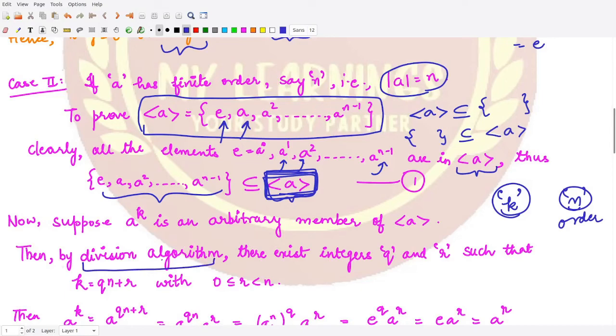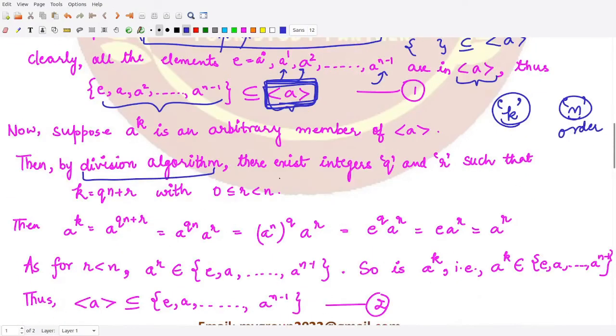So by the division algorithm, there exist integers q and r such that k can be written as q, the quotient, multiplied with the divisor n, plus the remainder r. The remainder has to be less than the divisor n, right? So the remainder is either equal to 0 or it lies between 0 and n. It is not equal to n or greater than n in any case, because that's the division algorithm. So we have this condition on r.